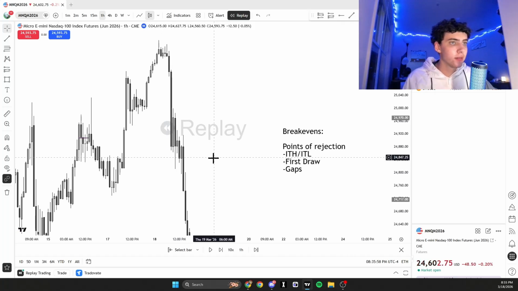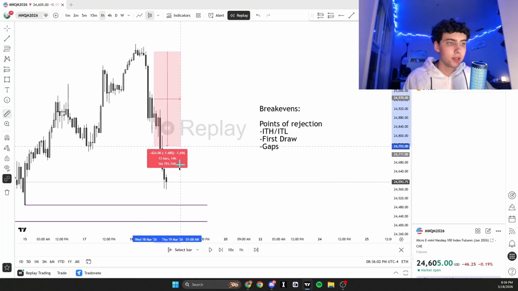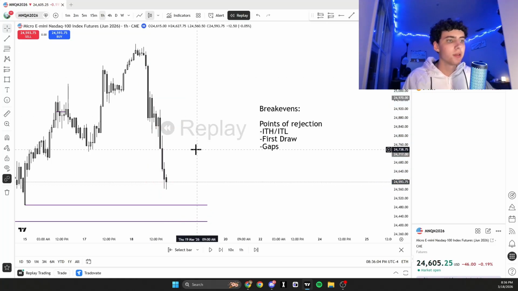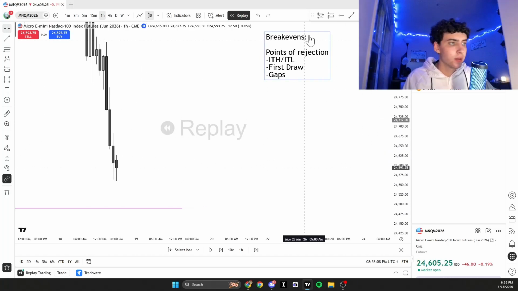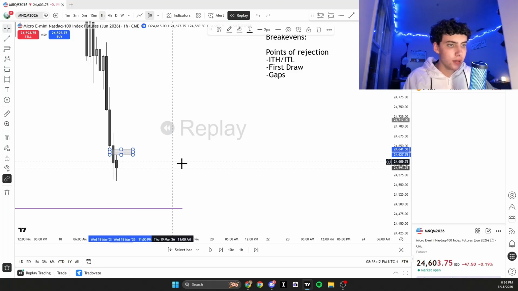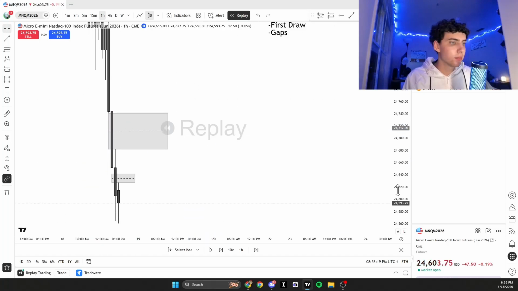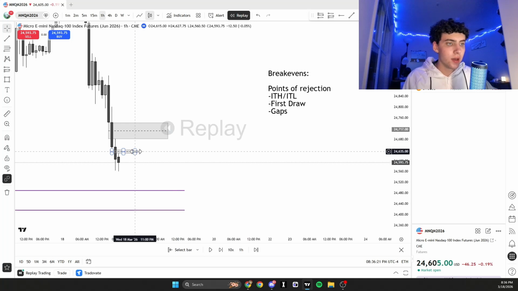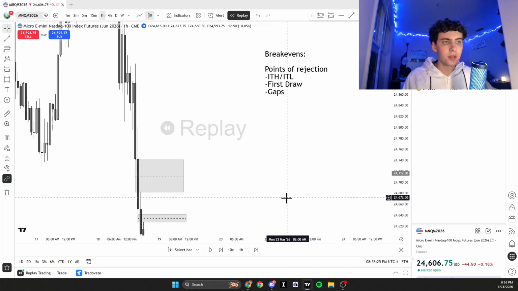So what do we see here on the hourly? We are super overextended. We have dumped 600 points without really a proper retrace into any sort of high time frame gap. What do we see here? One hourly gap right there, and then another hourly gap up here.